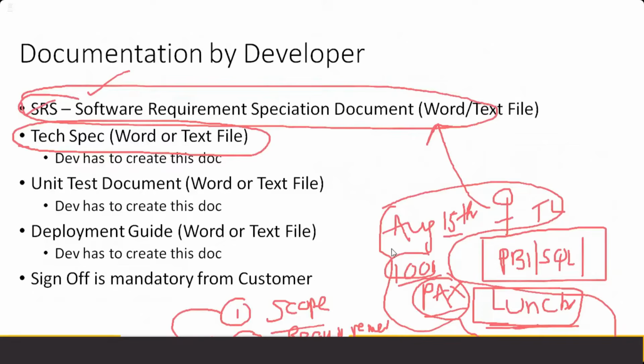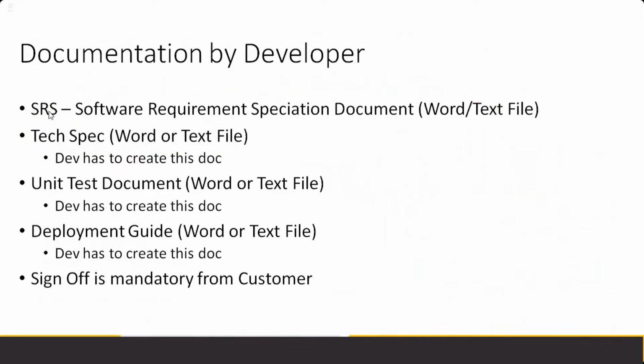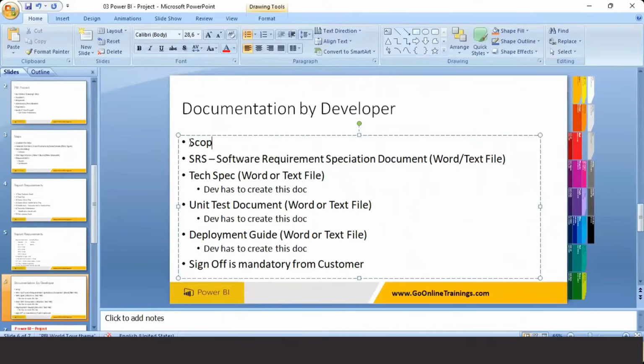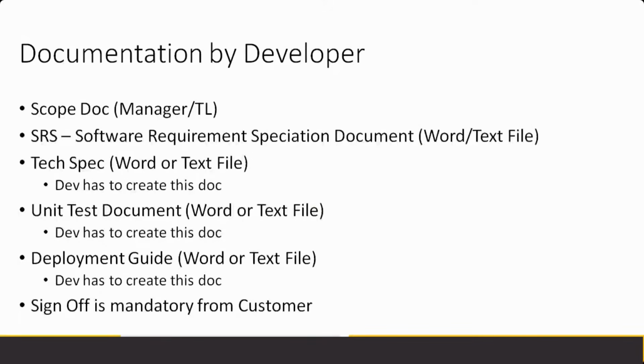In the requirement, first you get a scope. You don't normally create the scope. The companies give you the scope document, which says what needs to be done. This will be given by your assistant manager or your team lead, somebody will get the scope document. Scope means what needs to be done.